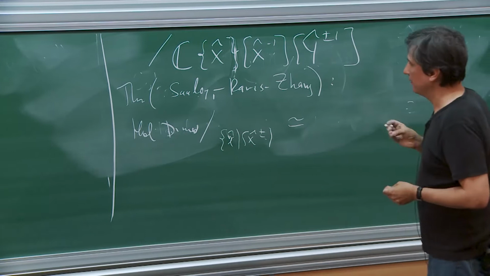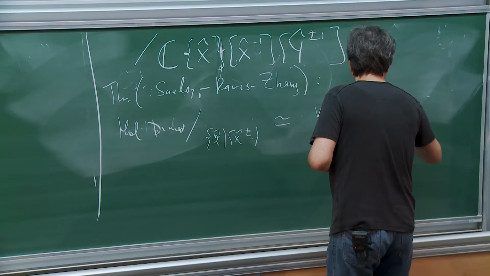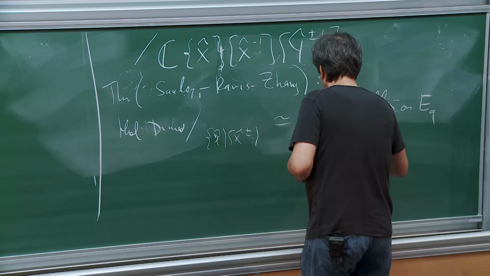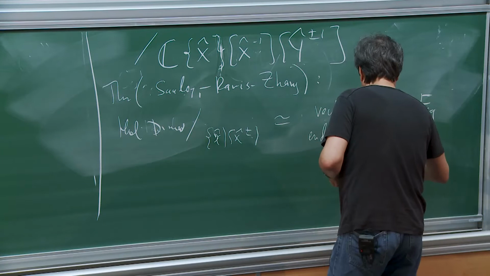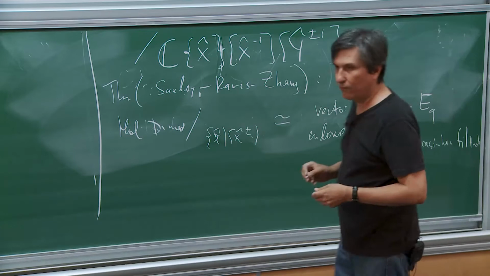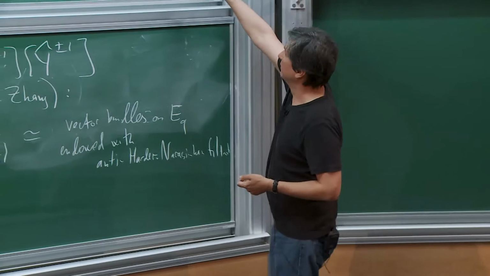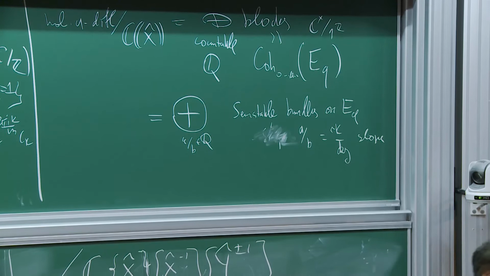It's an abelian category. And what is the abelian category? It's vector bundles on an elliptic curve endowed with an anti-Harder-Narasimhan filtration. What does anti-Harder-Narasimhan filtration mean? First, I should explain what the Harder-Narasimhan filtration is. In general, if you consider bundles on a curve, then for non-zero bundles one can define the notion of a slope, and then the notion of semi-stable bundles.